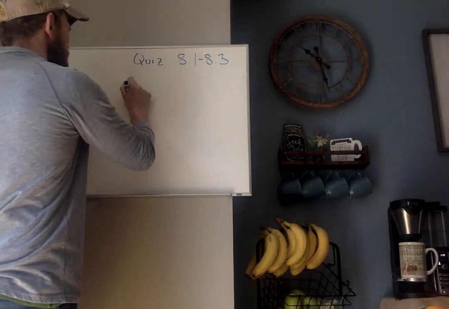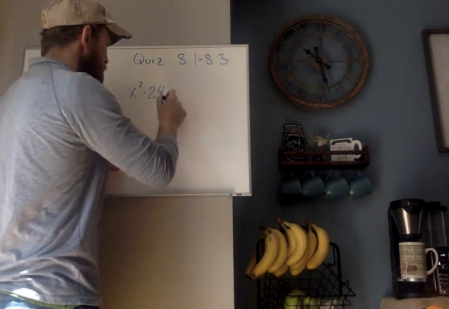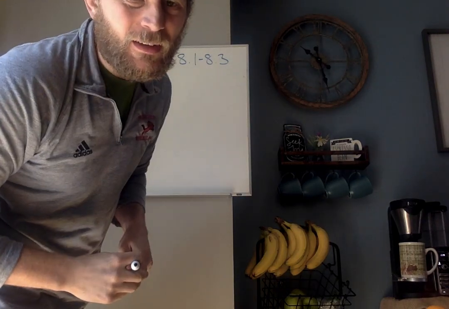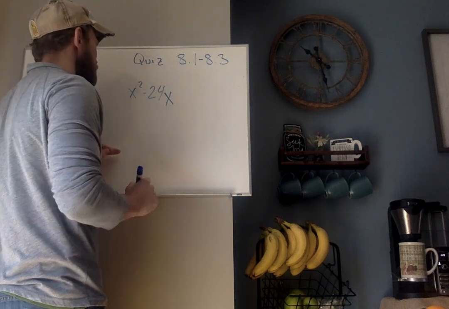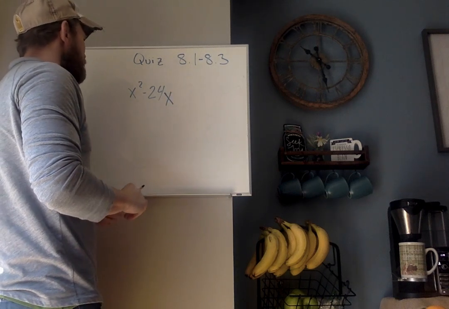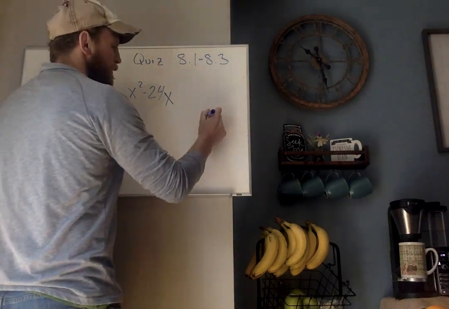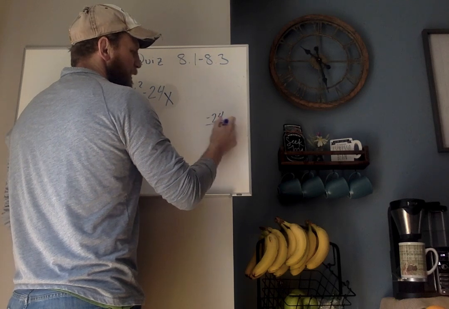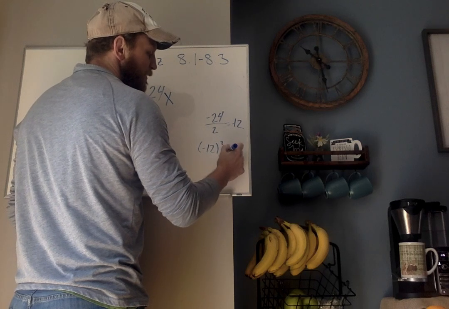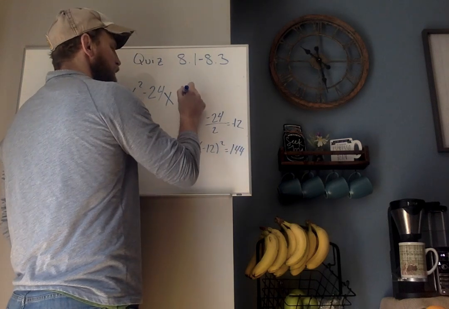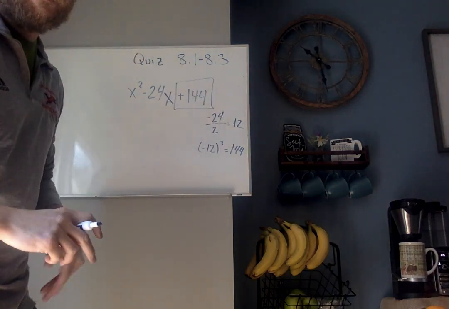Okay, it says, what value should be added to... that should read x. So this should be an x. So everybody change that. So it should be what value of x squared minus 24x should I add to this? Well, remember you're going to divide 24 by 2, and that's going to be negative 12. And then you're going to do negative 12, and you're going to square it. So your answer would be 144.